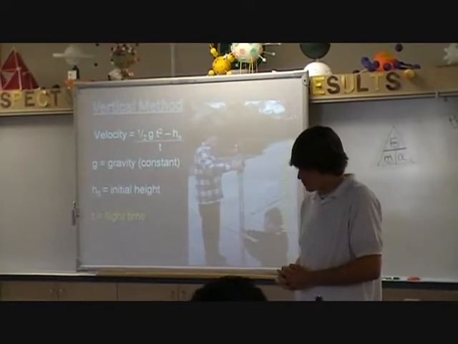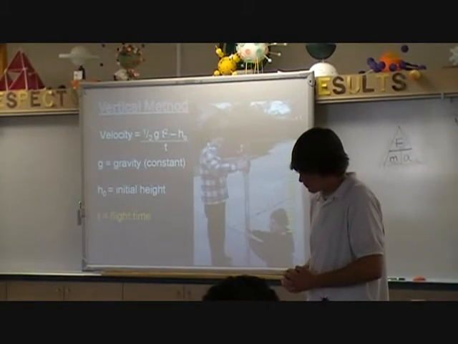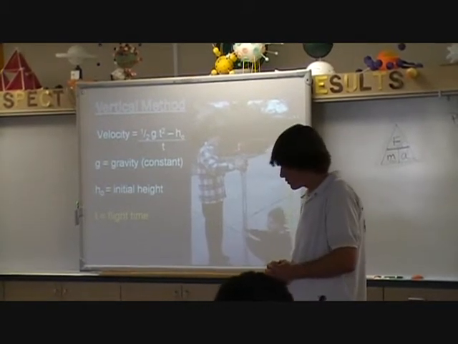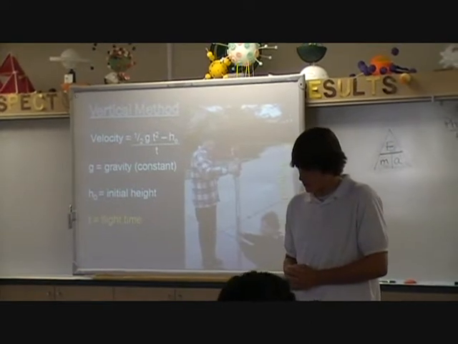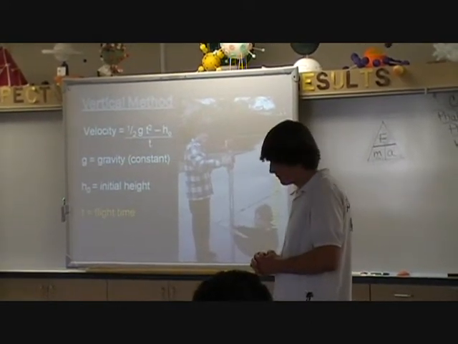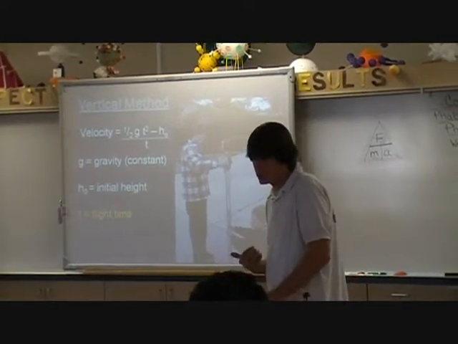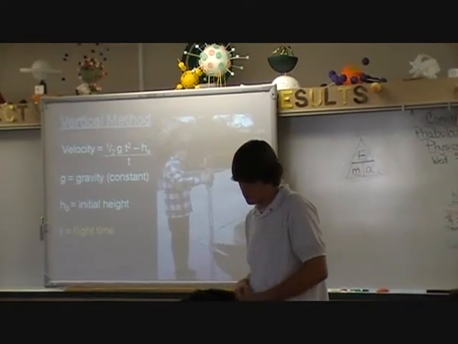The projectile motion equation for vertical velocity is shown here. We know that gravity is constant. We can measure the initial height of the dart as shown here. The only thing we don't know is the flight time. And I shot the Nerf gun and used a stopwatch to time the flight of the dart.